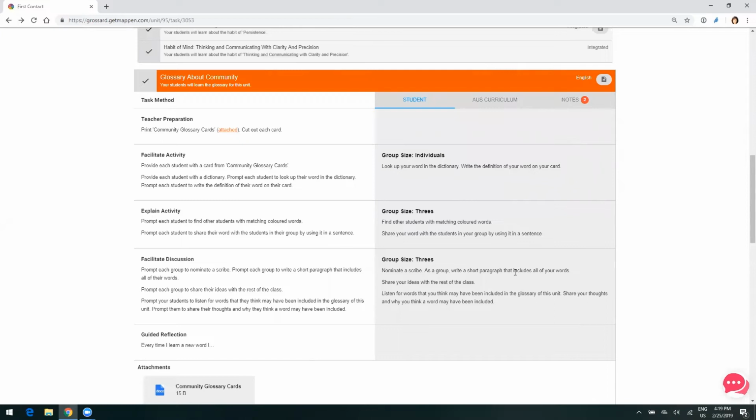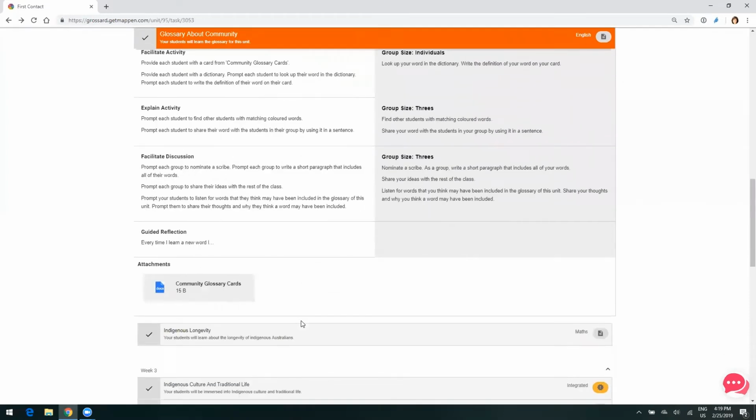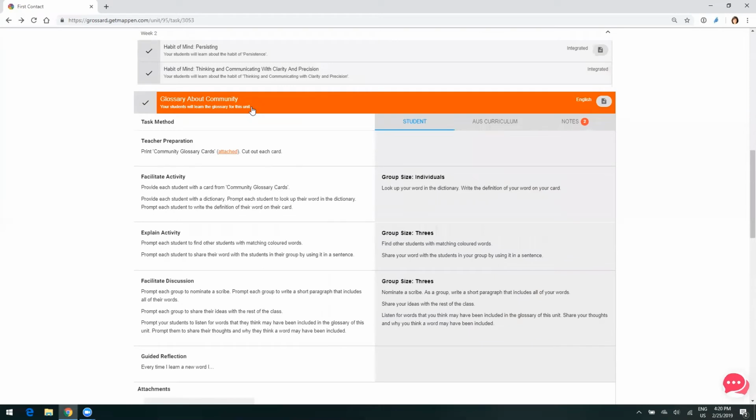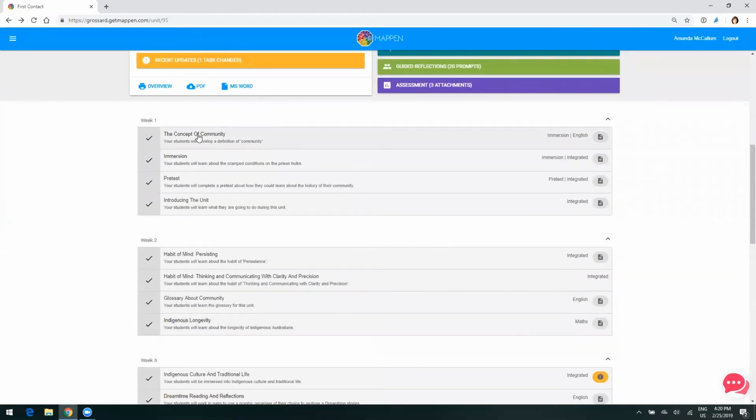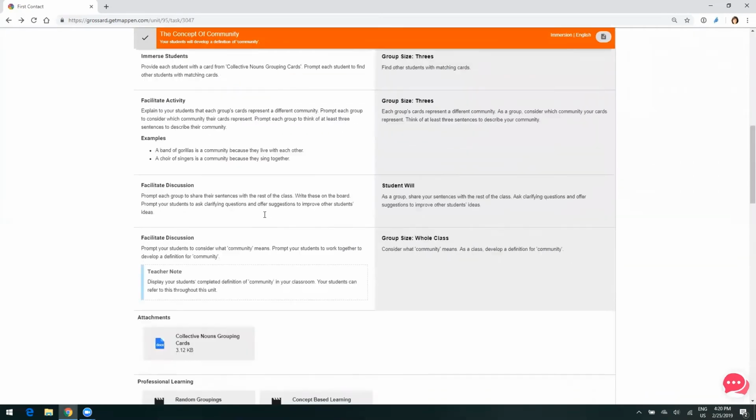As I always say, there are more talented teachers out there than our authors, and some of you will be able to improve them. Good on you, go for it. I'll show you how. At the bottom of each task, if there is the need for any attachments, that's where you'll find them. In this case, it's the glossary cards, and if I come back up to an earlier task, I'll open the concept of community task.